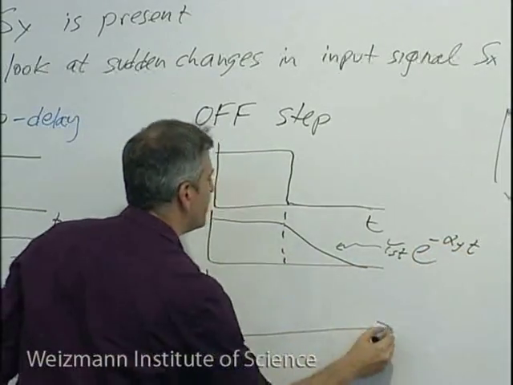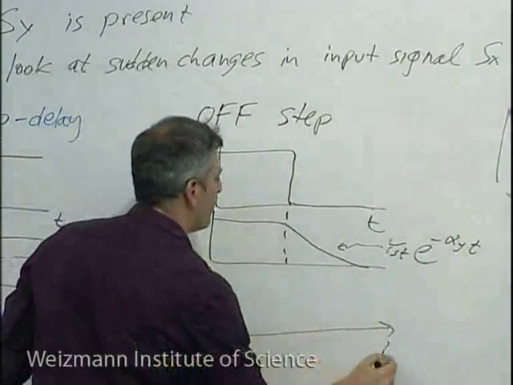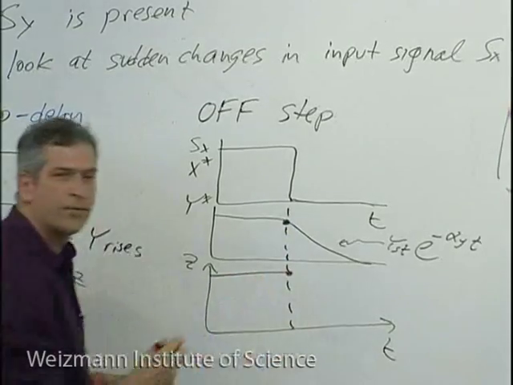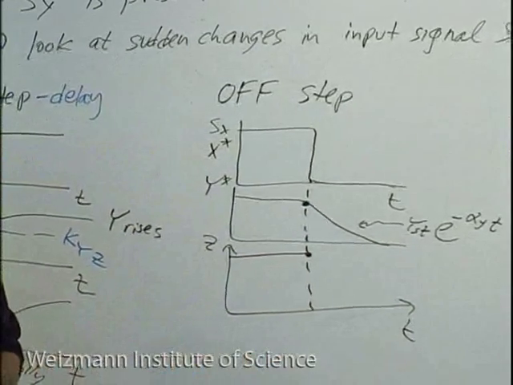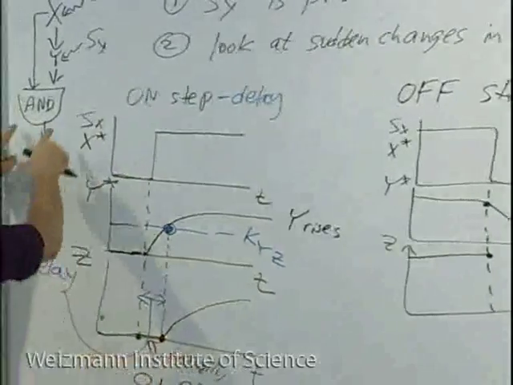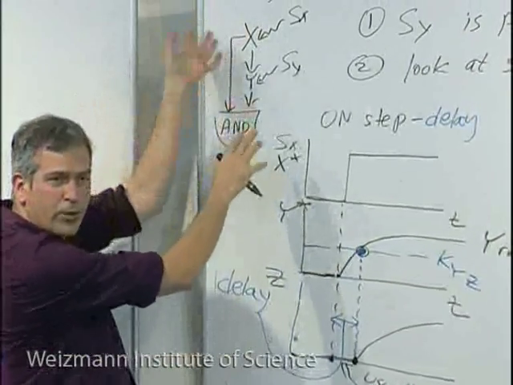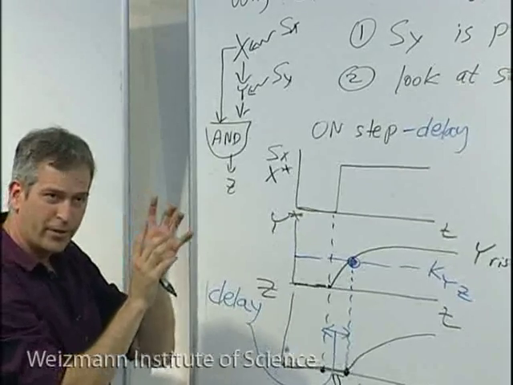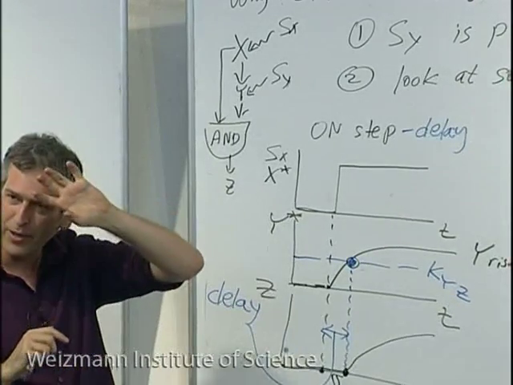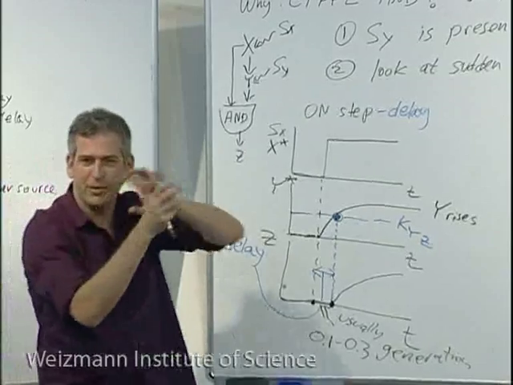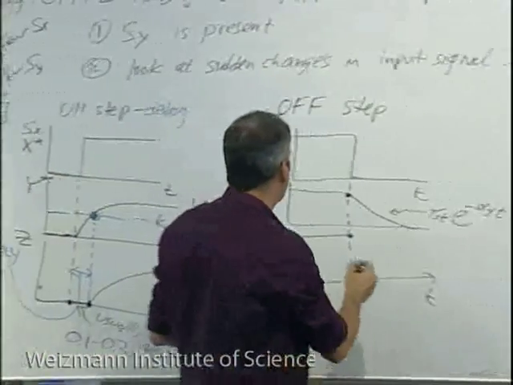And what happens to Z? Shuts down immediately. Okay, somebody here said shuts down immediately. Why is that? Because of the AND gate, it's only enough that one of the two inputs goes away, because you need both. So there's no delay here. When X star goes away, because X star transits back to X, this takes milliseconds, it's very fast.